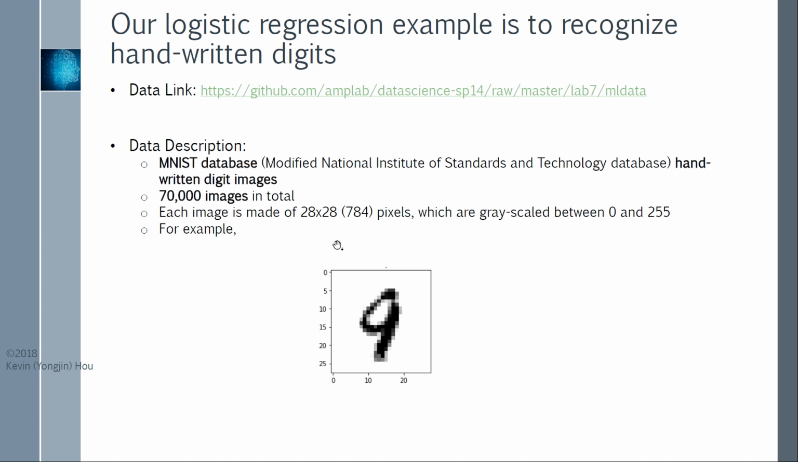For example, if we print out one digit, it looks something like this. As you can tell, this is digit 9. Somewhere is totally white, somewhere you see the ink, probably a little bit dark or less dark. So that's what we get for today's example.